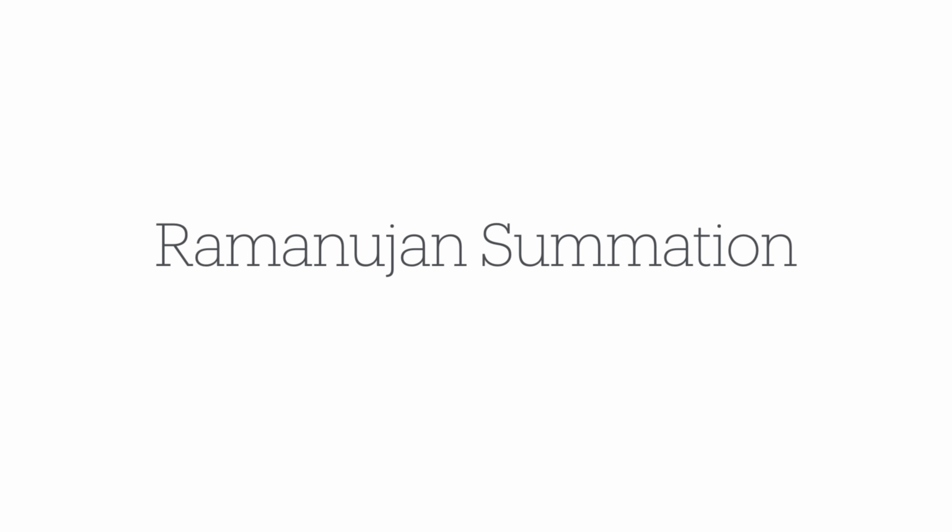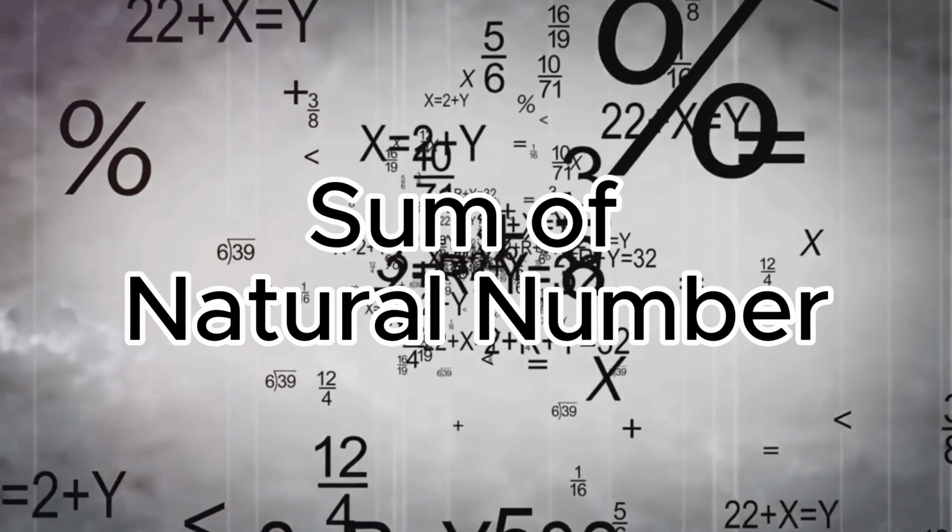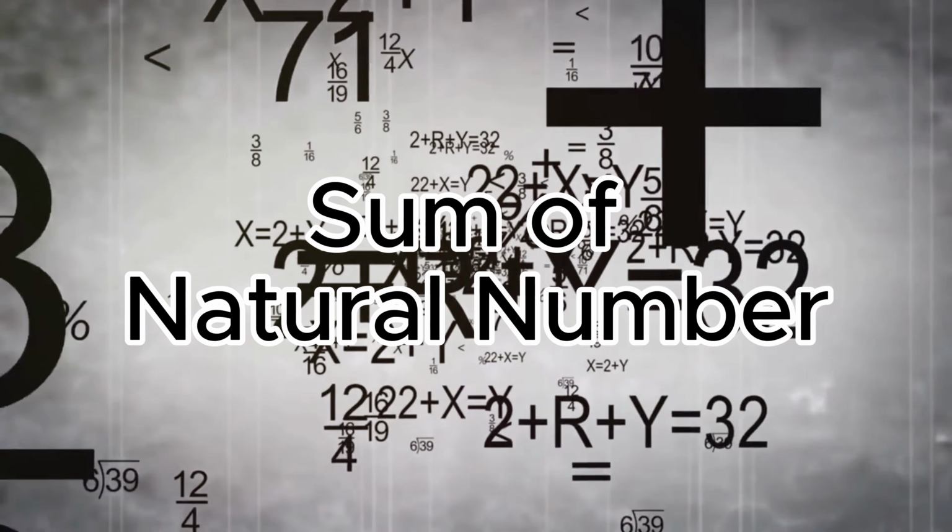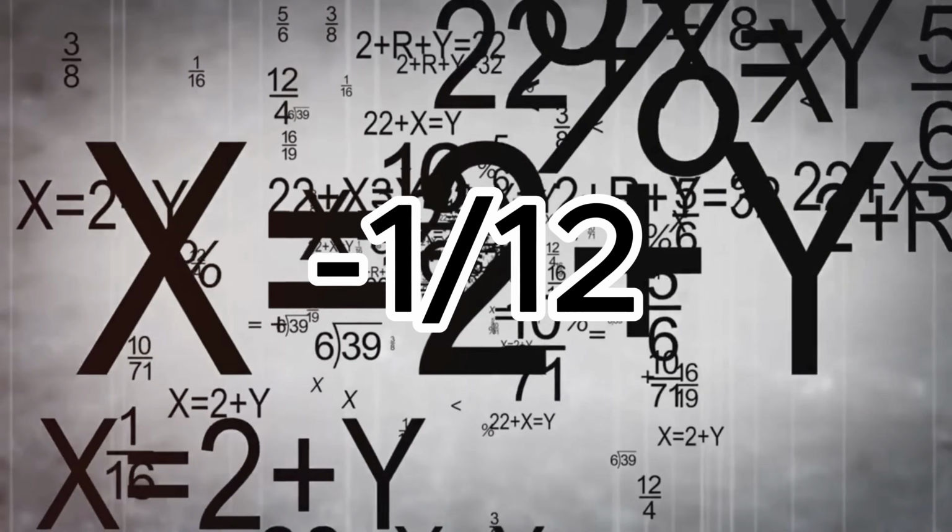Today I'm going to introduce one of Ramanujan's many achievements, the Ramanujan Summation. Let's start with the conclusion. The sum of all natural numbers is negative 1/12.